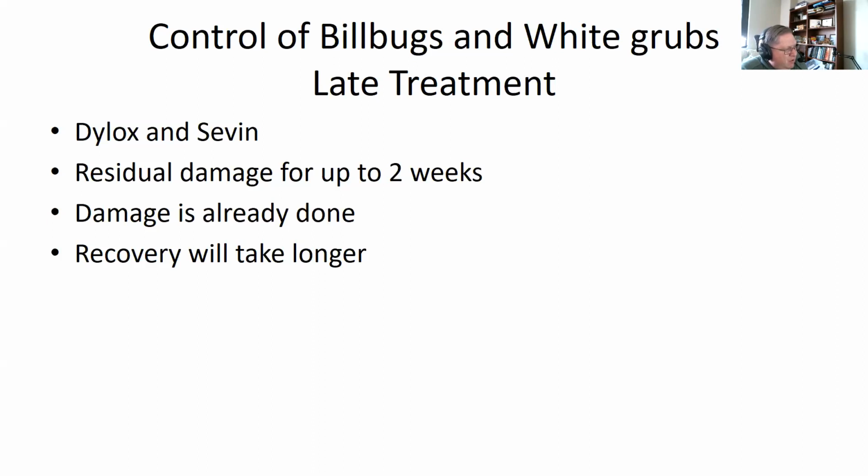I should say also with these grubs that if you put something down, let's say you did Dylox in early July, and you still have damage showing up, the reason is that you probably killed whatever was there, but it takes the grass sometimes a couple of weeks to totally die. So there's a lag effect on when the grass actually stops showing damage.